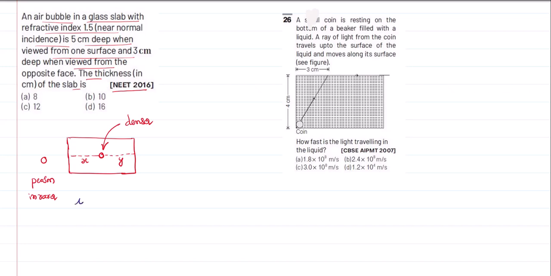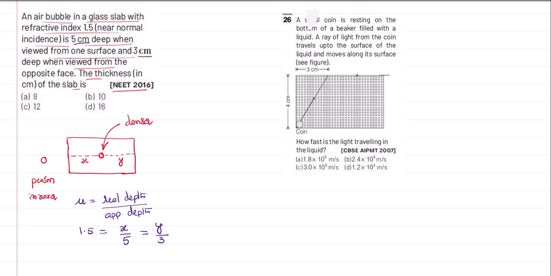So what we can say is, the refractive index mu of the glass with respect to the surroundings is real depth divided by apparent depth. Real depth is more, and the refractive index is always greater than 1, so the higher value, real depth, comes on top. So mu, which is given as 1.5, equals the real depth, which in the first case is x and in the second case is y, divided by the apparent depth, which is 5 cm in one case and 3 cm in the other. In both cases the ratios are equal to mu.